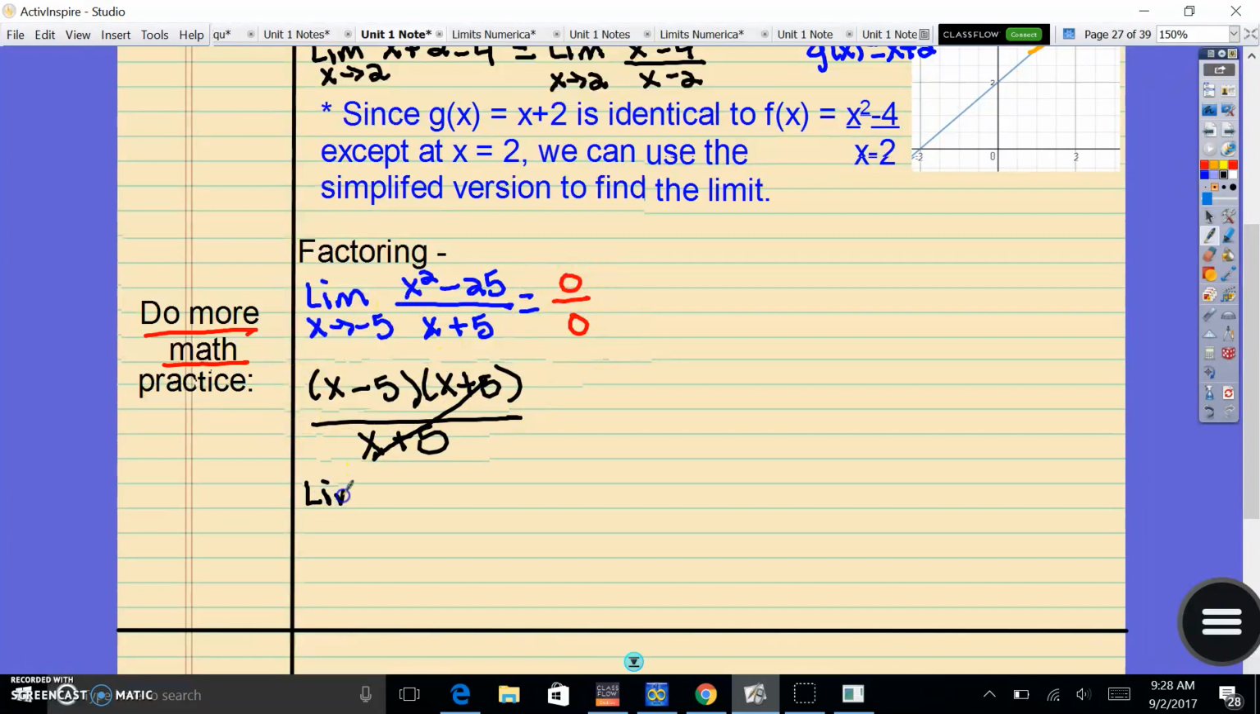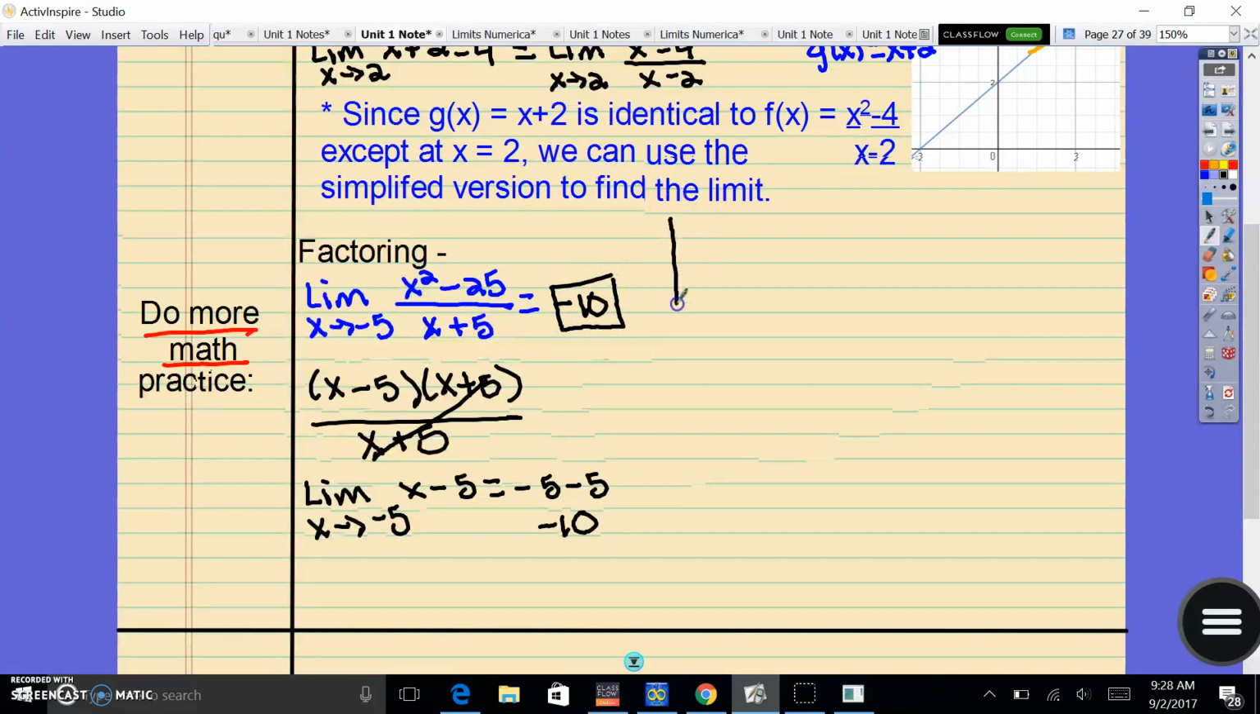We'll then take the limit of the simplified version. Direct substitution should work. Negative 5 minus 5 is in fact a number that we can work with, negative 10. And so that means the limit of the original function will be negative 10. I'm going to erase this. You can just write it next to it if you'd like. But in the end, here's our answer, negative 10.